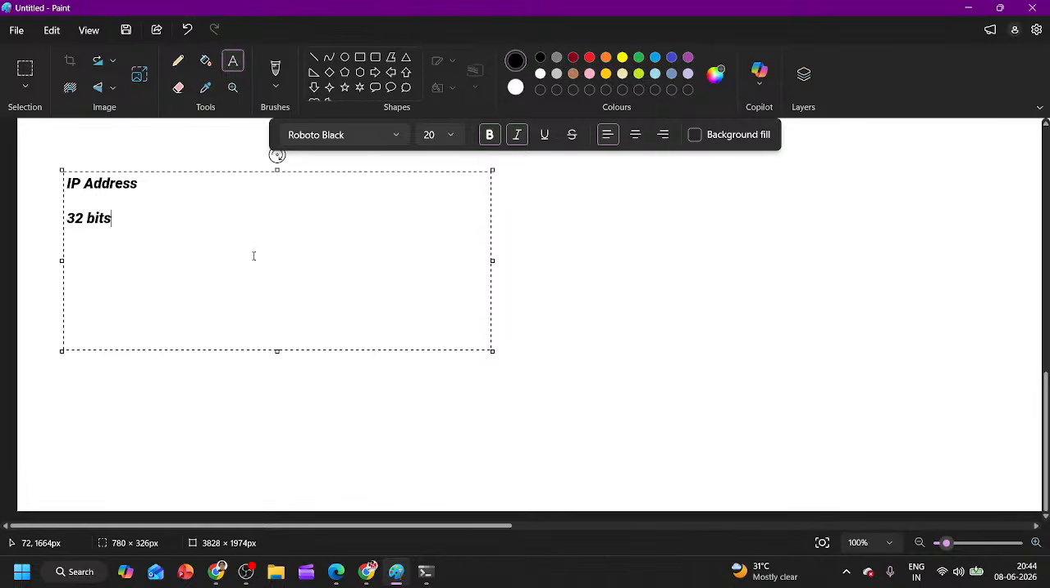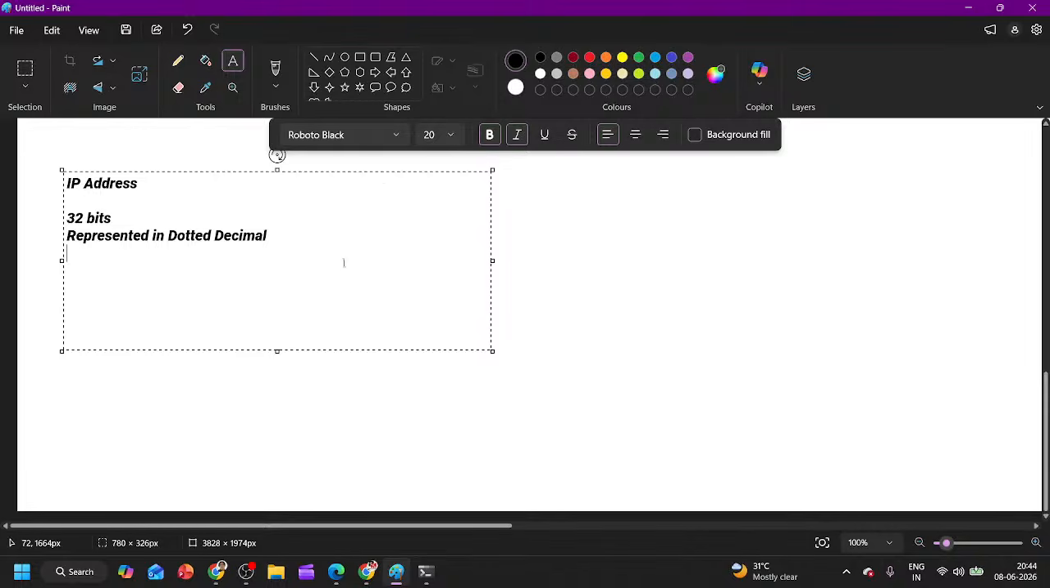And how do we represent it? In 4 octets. Represented in decimal. Some of you say dotted, and some of you are saying decimal. So let's say dotted decimal. Represented in dotted decimal.